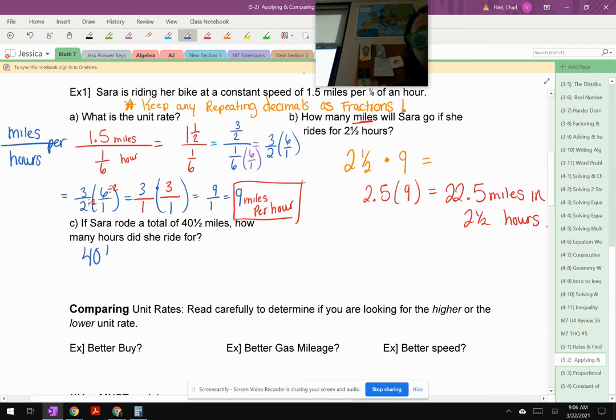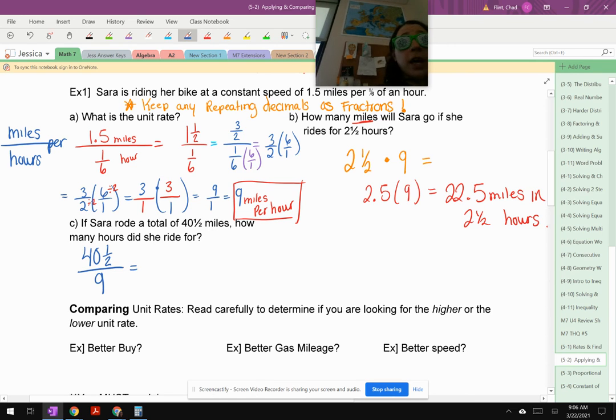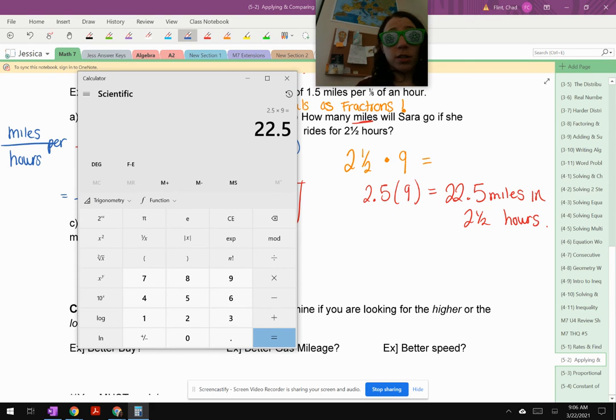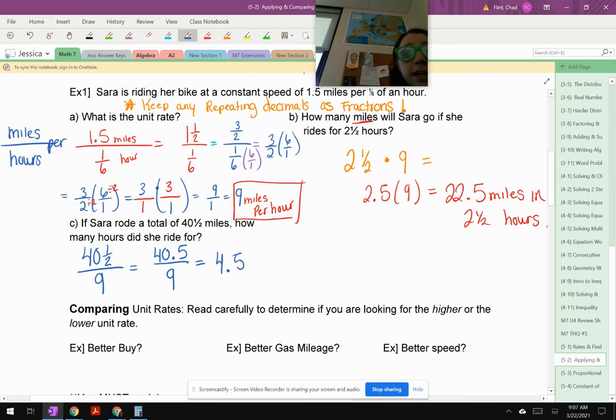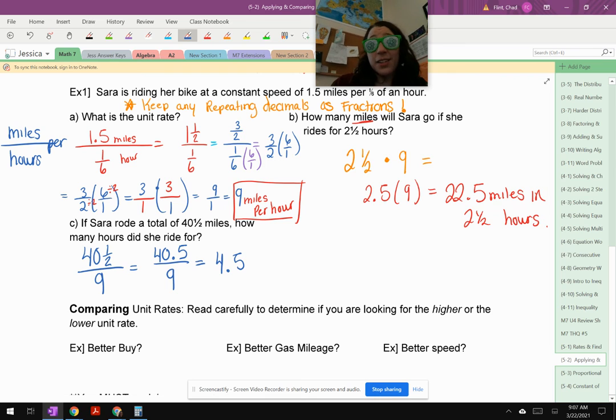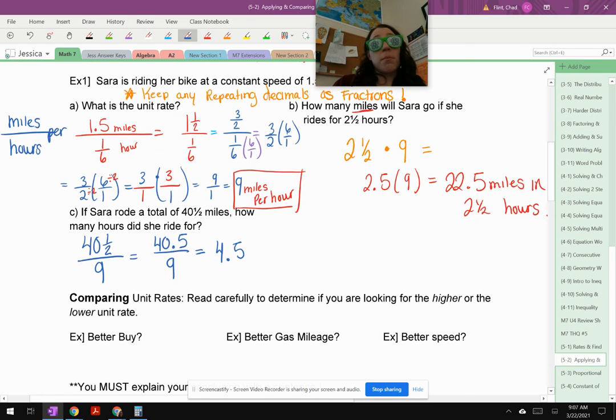So 40.5 miles divided by my 9 miles per hour. And here you could do this either way. You can do this with decimals because 40.5 is the same as 40 and 1/2. And then you can just do that division in your calculator. And that gives me 4.5. Again, just making sure you're putting proper labels on this. And if it wasn't a nice normal decimal that we could turn into, then we would just multiply and turn that into an improper and then multiply by the reciprocal like we were doing in the previous problem.